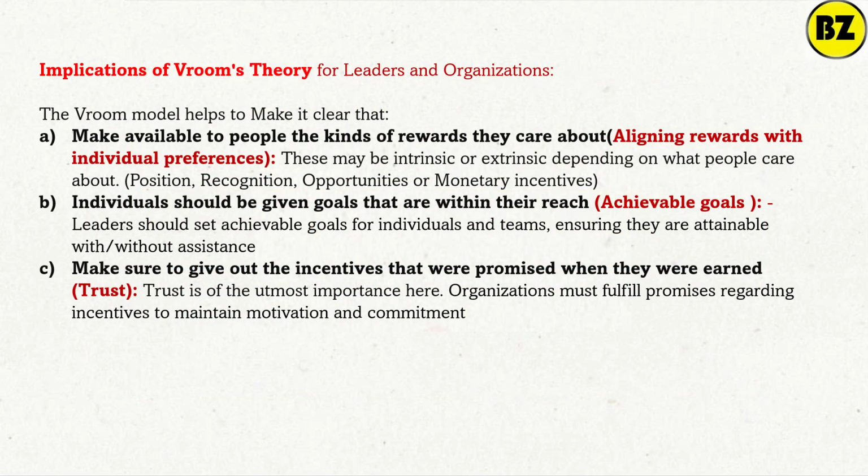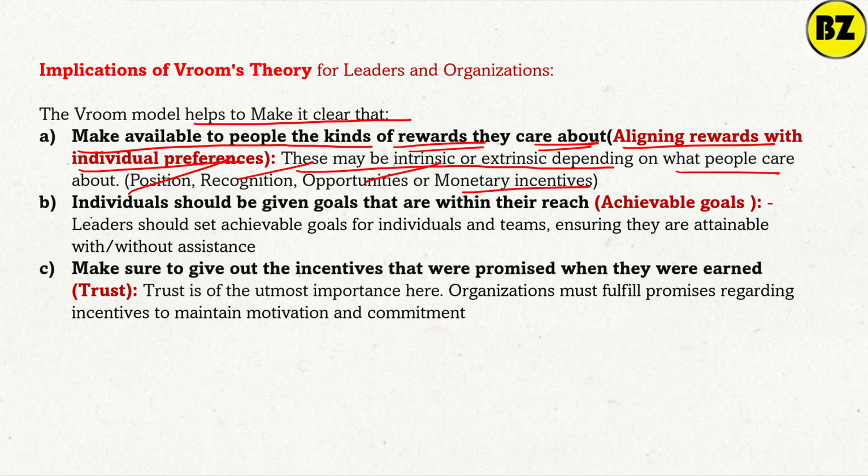Now, the implication of Vroom's theory for leaders and the organization. So how is it important for us as a leader or as an organization? The Vroom model helped to make it clear that we should make available to the people the kind of reward they care about. Means what? We should align the reward with the preference of the individual, right? So if I expect the promotion, I should get it. If I am expecting some monetary benefit, I should get it, right? That means reward should align with the expectations. So these may be intrinsic or extrinsic, depending on what people are thinking about, what people want, right? It may be the position, recognition, opportunity, or the monetary incentive.